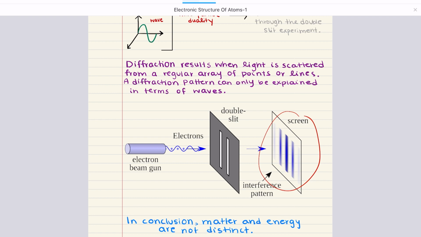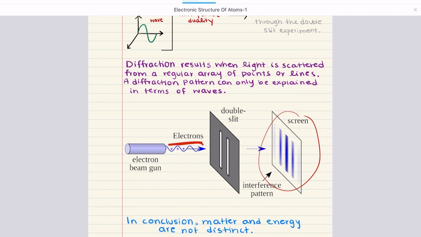The bright bands result from constructive interference, where the waves reinforce each other, and the dark bands are due to destructive interference, where the waves cancel each other out. This interference pattern provides clear evidence of the wave-like behavior of light. Then later in the 20th century, scientists repeated this experiment, but with electrons this time. If electrons only behaved as particles, then they would pass through the slits and form two distinct spots on the screen, and that's it. But instead, the electrons created the same interference pattern that was seen with light, demonstrating that they also behave like waves.